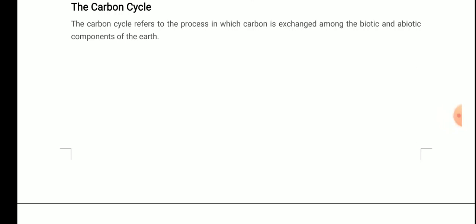So in the previous video for the natural resources, we have completed the two cycles: the first one, the water cycle, and then the nitrogen cycle. I hope both the cycles are clear to all of you. The next cycle that we are going to start is the carbon cycle. Okay, so let's start.